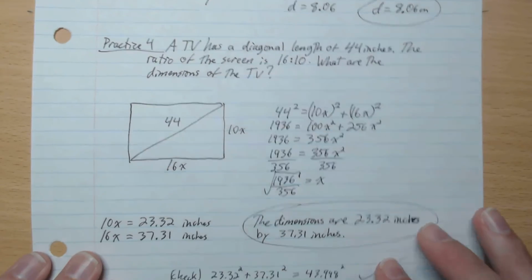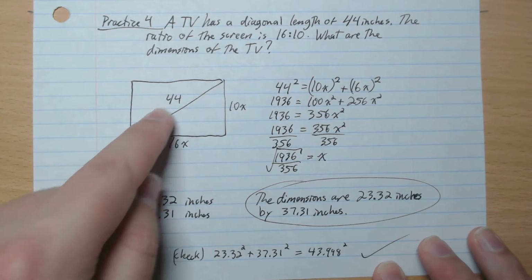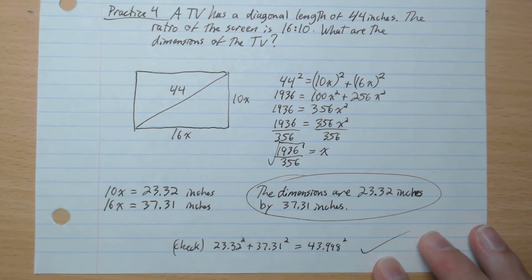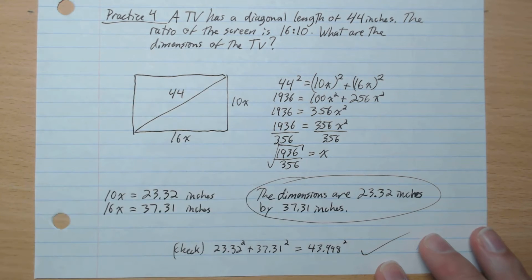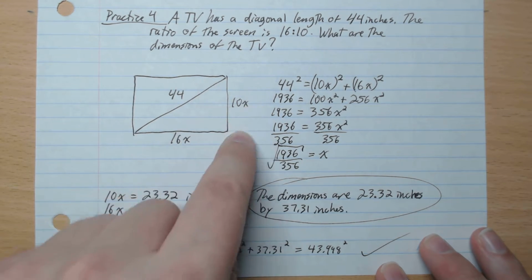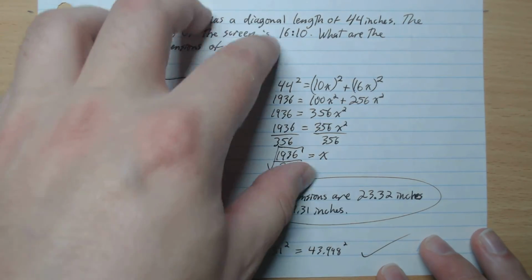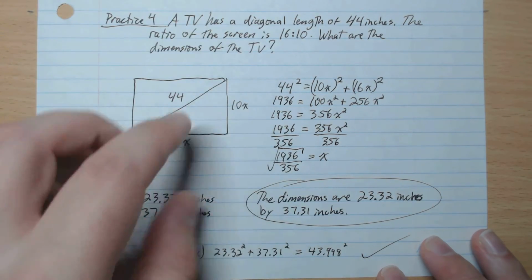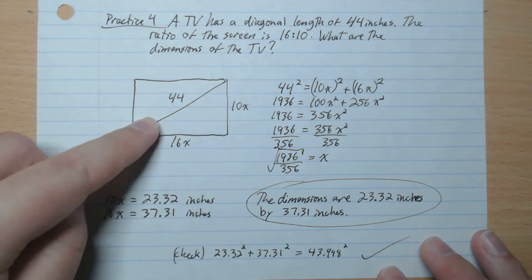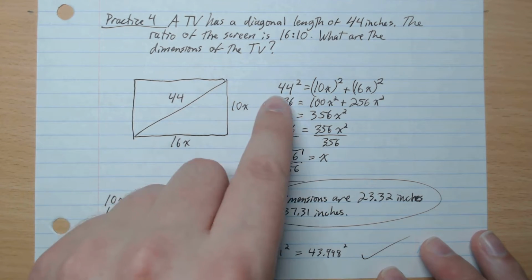Okay, we're back. So what do we have here? The diagonal is 44 inches. And we know it has to have a 16 by 10 ratio. So it's going to be 16 by 10 times some multiple x here to make the triangle bigger or smaller. And we want to find the right value of x so that we get 44 on our diagonal. So that's what we're going to do here.